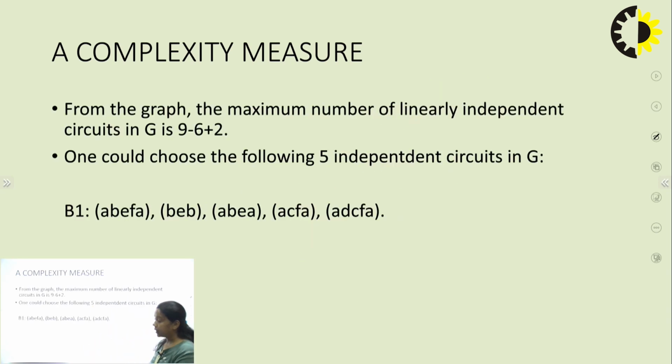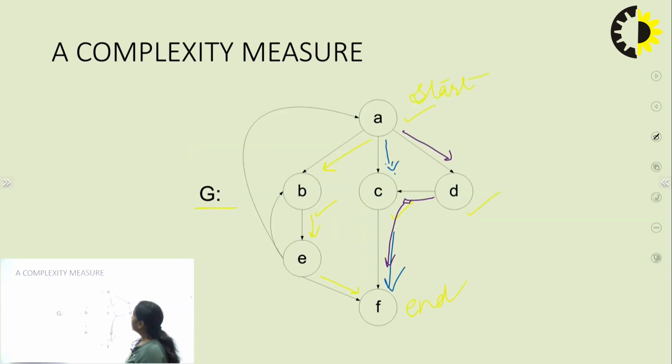Next. Now, from the graph, the maximum number of linearly independent circuits in G is given by this. How will this happen? The number of nodes in the graph, how many nodes are there? That means A, B, C, D, E, F: 1, 2, 3, 4, 5, 6. There are six nodes. Nodes will be equal to 6.